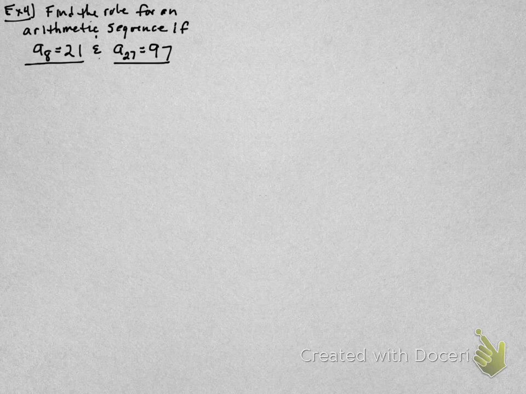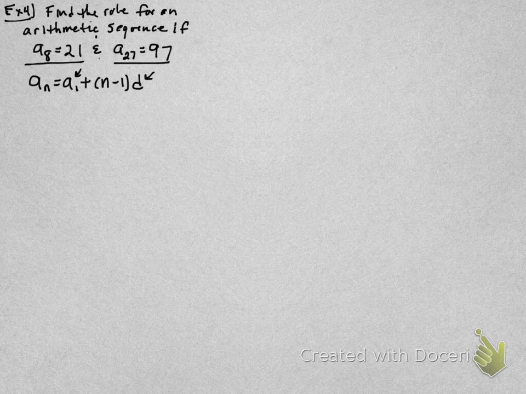And let's say I know that the 8th term, a sub 8, is 21, and let's say I know the 27th term, a sub 27, is 97. So this is still the same idea. I want to get the rule, but now I know just two terms. Well, what I would do is start off by writing your rule. A sub n is going to be a sub 1 plus n take away 1 times the common difference d. Now unfortunately I don't know the a sub 1 and I don't know the common difference d.